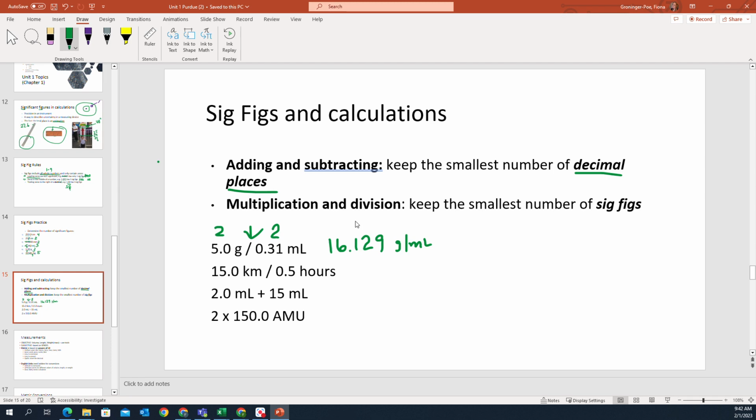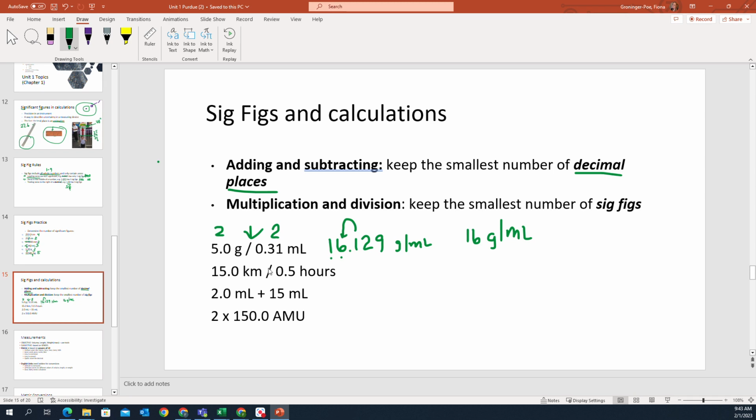So this is where our rounding is going to come in. 2 sig figs would be 1, 2, it's to 16. So we look at the neighbor to see how it's going to affect it. 5 and up, round up. 4 and down, round down. So the best answer here would be 16 grams per milliliter, because that just has 2 sig figs. That's the answer.